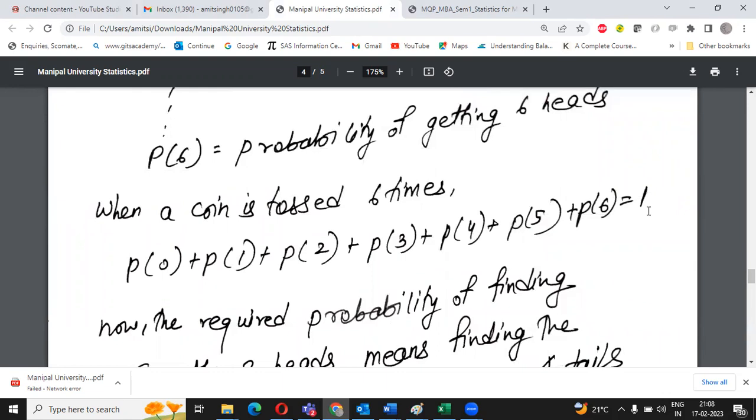Okay, so here when we are tossing 6 coins, what can happen? Either I get all 6 heads or all 6 tails, or I may get 5 heads, 1 tail. Or I may get 4 heads and 2 tails, or 3 heads and 3 tails. Any possibility can be there. Either I may get 2 heads and 4 tails, or 1 head and 5 tails, or all 6 tails. The total probability will be equal to 1. Fine. So very basic, I believe you know that, right?